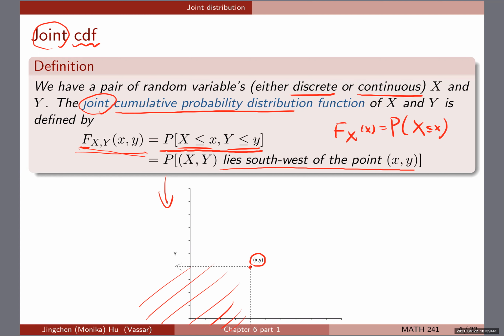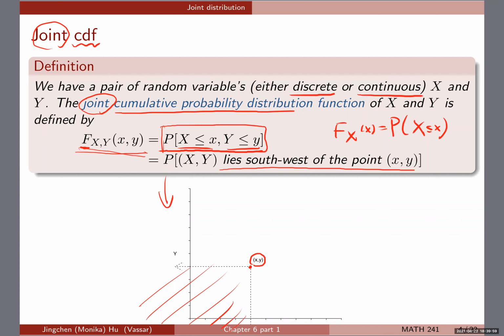Again, it is very similar to what we did back then with just one variable at a time. But now we're talking about joint distribution, and the CDF is defined jointly by looking at the probability of these two events at the same time.